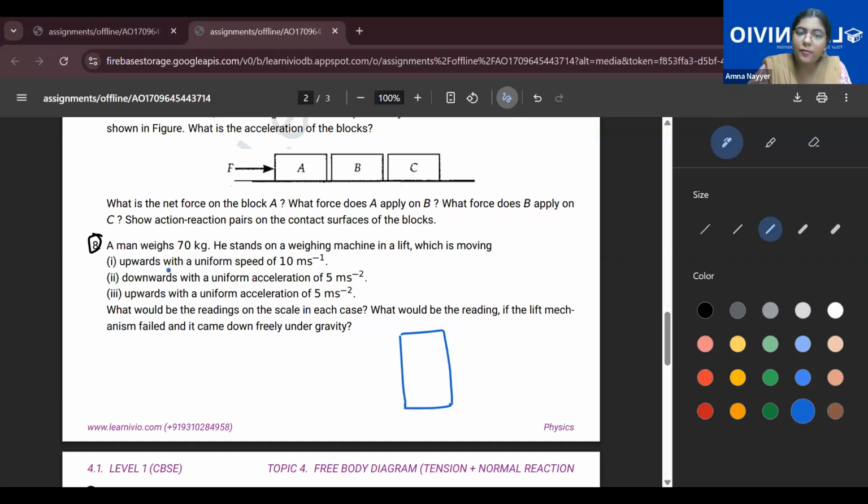Now it says upwards with a uniform speed. As soon as you see upwards with a uniform speed, it means no acceleration. In the first case, acceleration is 0. In the second case, downwards with acceleration, same thing, guys. I think by now you should be able to write all these equations. 70 kg is the mass, so downwards, 700 N will be acting. Upwards, tension will be acting. Now see, in this question, Aisha, you must be confused about what you have to calculate. Tension only. Okay, ma'am.